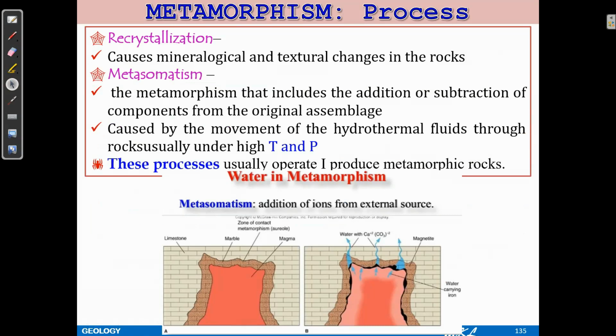Recrystallization and metasomatism. The most important process here is metasomatism. Metasomatism is the process in which the original composition of rocks is changed, primarily by addition or removal of material.